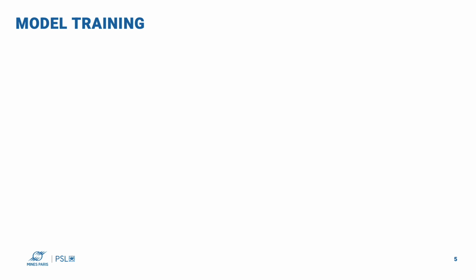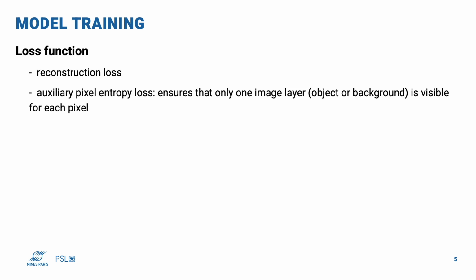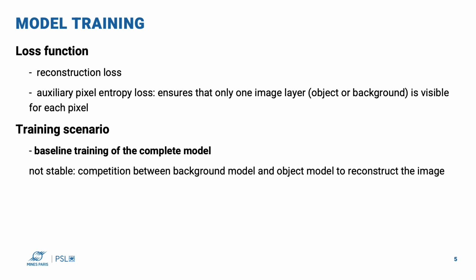In order to train the model, we use an L2 reconstruction loss and an auxiliary pixel entropy loss, which makes sure that only one layer is visible for each pixel in the final image, since we assume that the objects are opaque. We have observed that the baseline training scenario of the complete model may fail because of the competition between the background model and the object model to reconstruct the image.